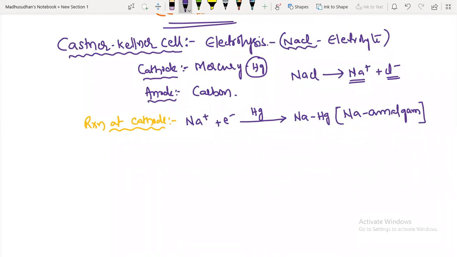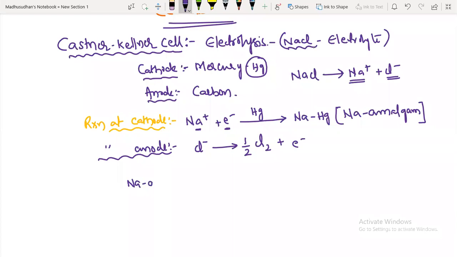Sodium amalgam is formed. Next, the reaction at anode. At the anode side, anions will come, so you will get half mole of chlorine gas, and when the electron is removed, this electron moves towards the cathode. At this cathode, sodium takes this electron, converting into sodium amalgam. And this amalgam you can take now, that sodium amalgam is treated with water.